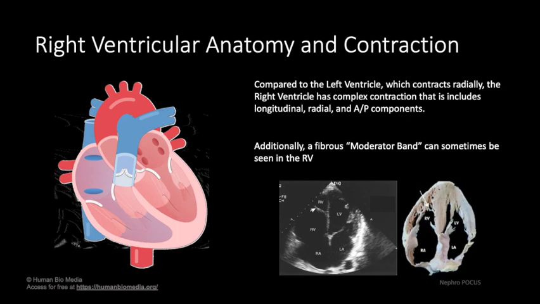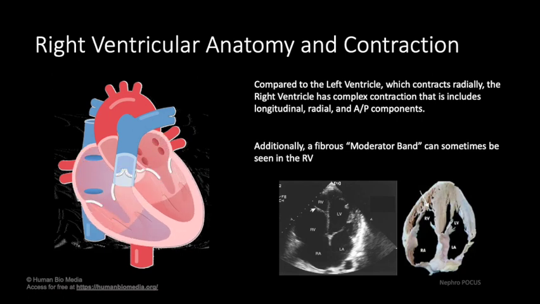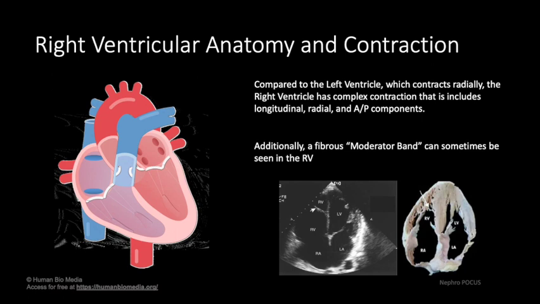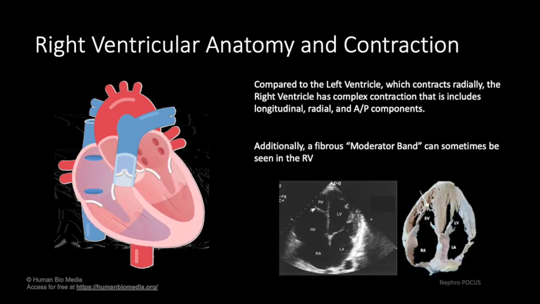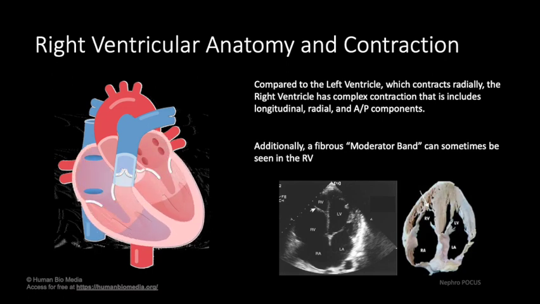Another anatomical finding that can sometimes be seen in the right ventricle is a fibrous band of connective tissue in the right ventricular apex, which is the moderator band, and helps conduct electricity across the heart so that the heart can contract in a uniform pattern. Here we can also see this moderator band on a prosection.